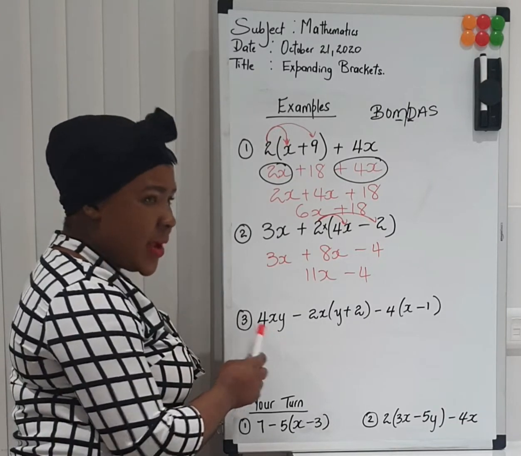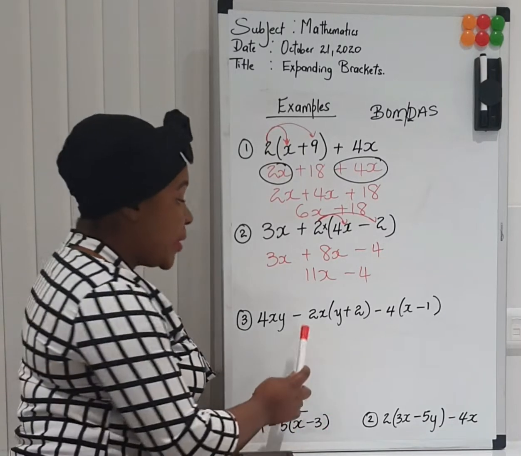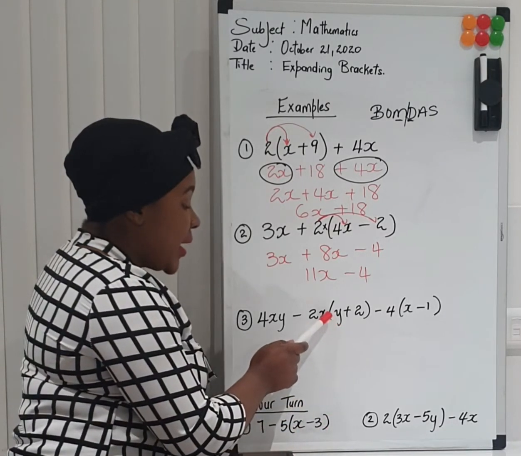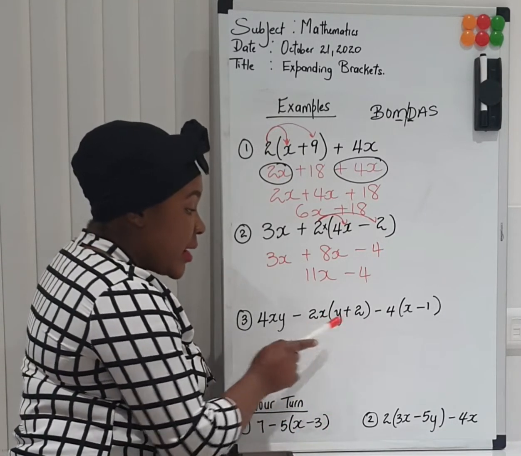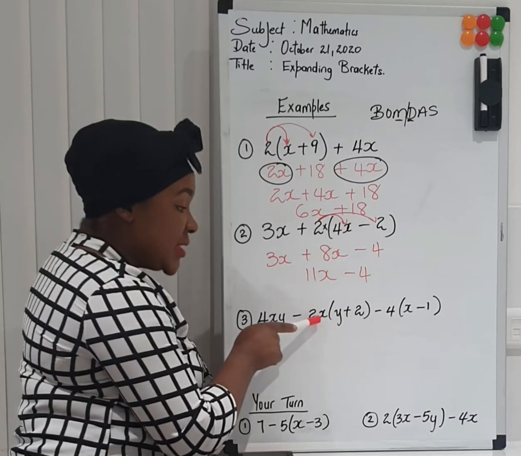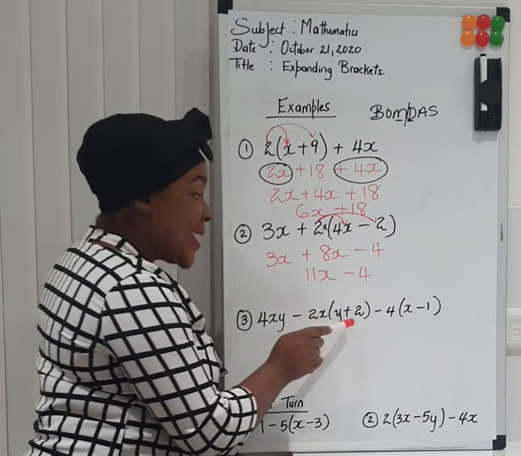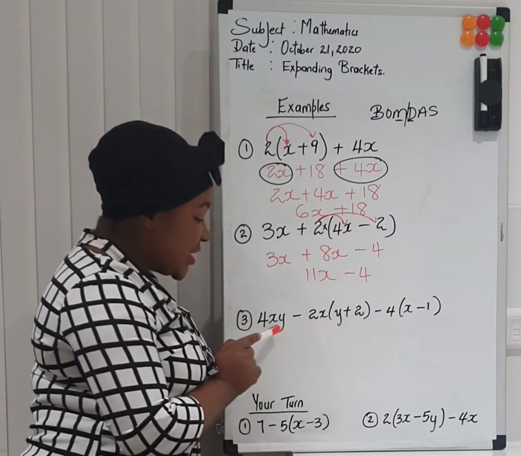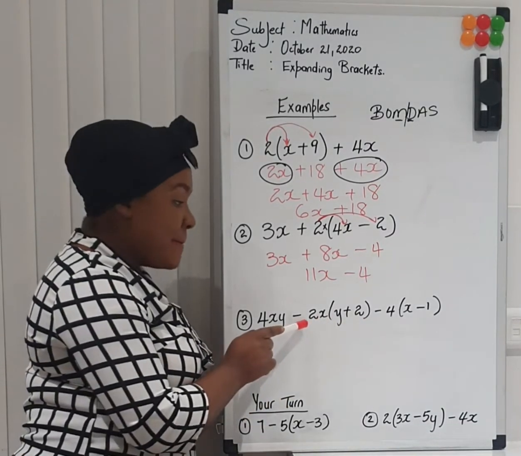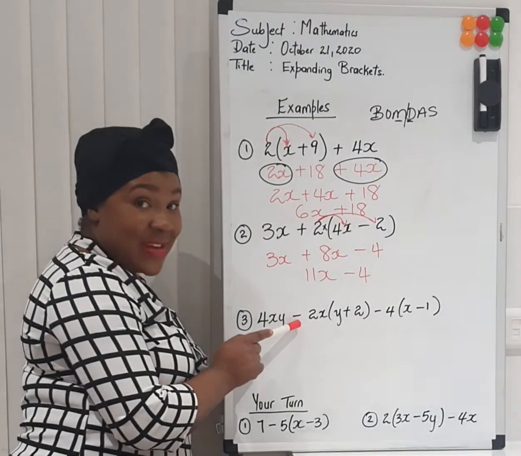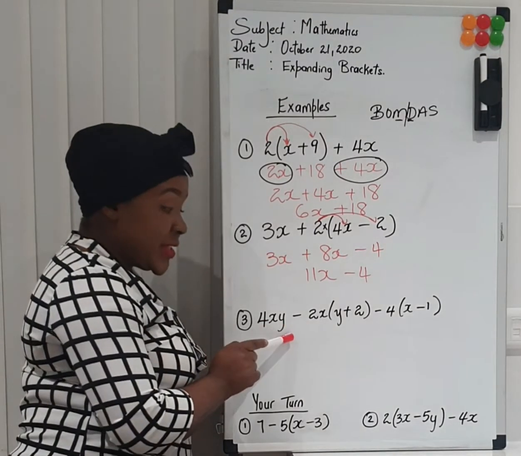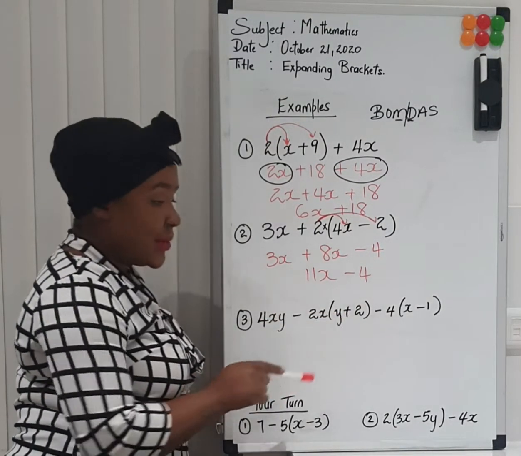This 4xy? Oh no, because guess what? The bracket is here and what's connected to the bracket is the 2x. So the multiplication is between the 2x and this bracket. So this is 4xy minus, do you hear that minus?